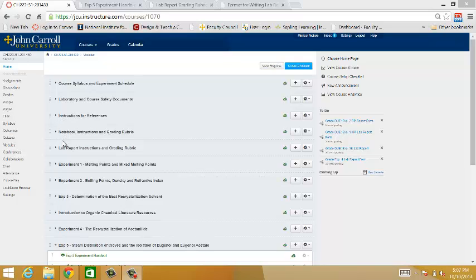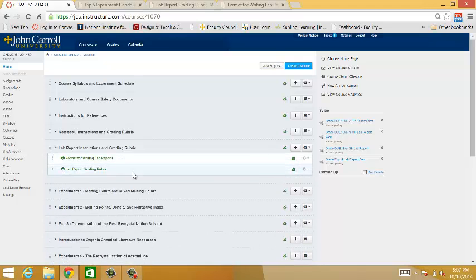Underneath in your home screen you see the lab report instructions, which is the format for writing the lab report, and then also the lab report grading rubric. So those two are important to look at. The format for writing the lab report shows the initial requirements.